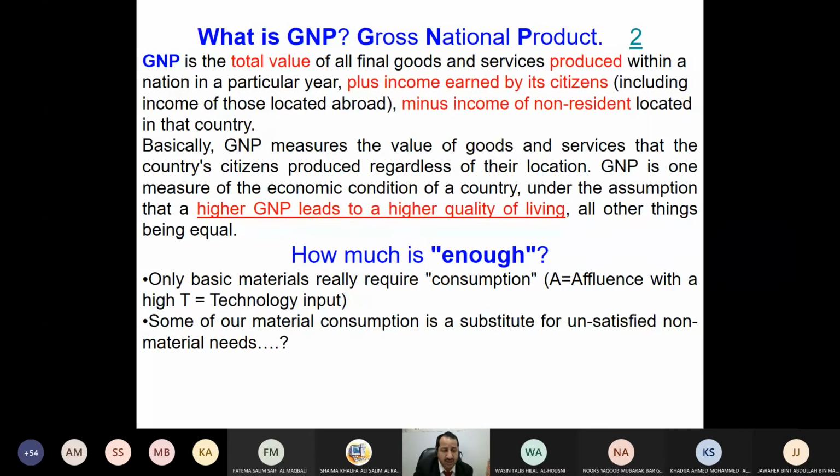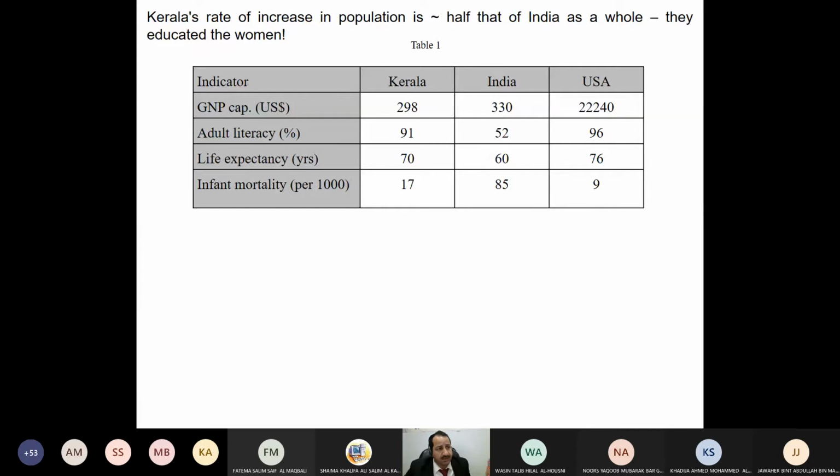Now this GNP example I will give here in this table. See GNP here. I will compare Kerala, India, and US. When we compare Kerala and India, they are so close to each other, even India a little bit more. But comparing both with US, it's high. Their GNP is high, which tells me that the quality of lifestyle here is higher than here in India and Kerala. But a simple improvement happened in adult literacy.